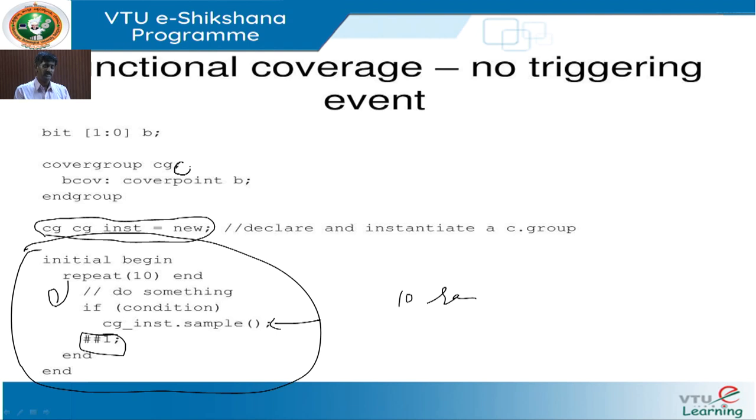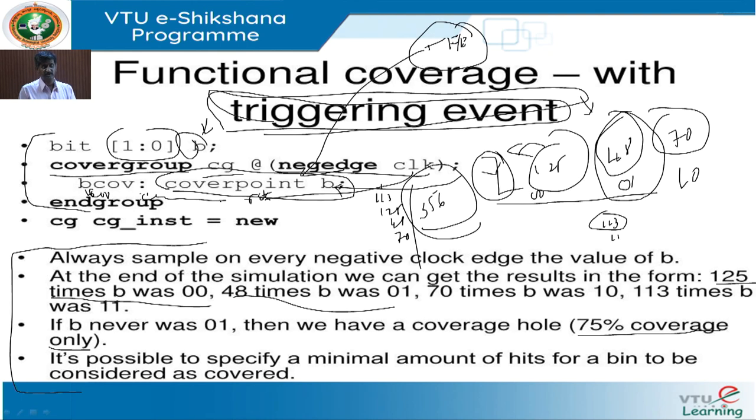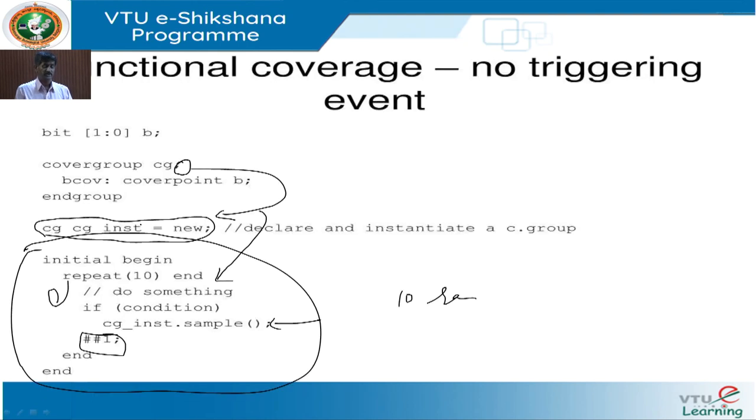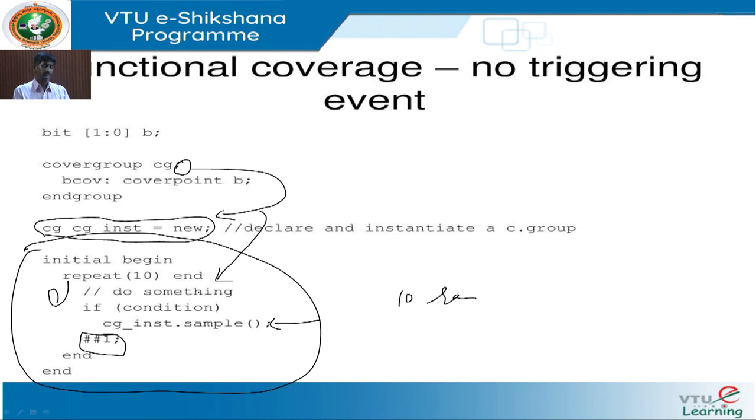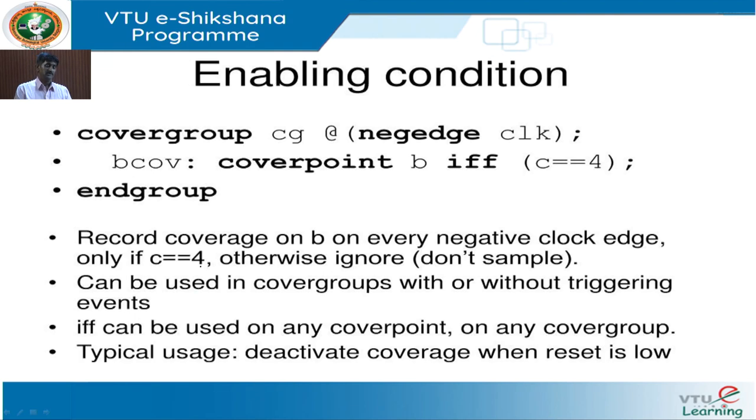The only difference is that I am not declaring the cover point here as the triggering point, so I need to give a triggering point here. The triggering point should give a response over here. So that is the major difference from here to there. The event which occurred at this point will be considered for here. Okay. So, enabling conditions.